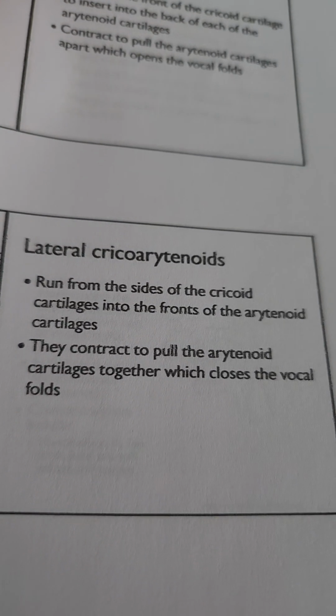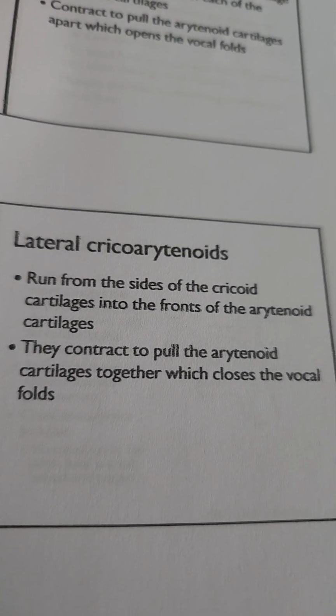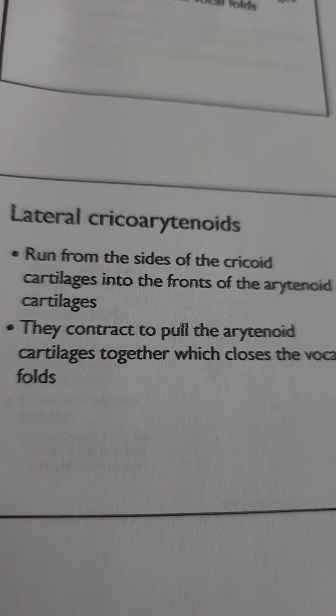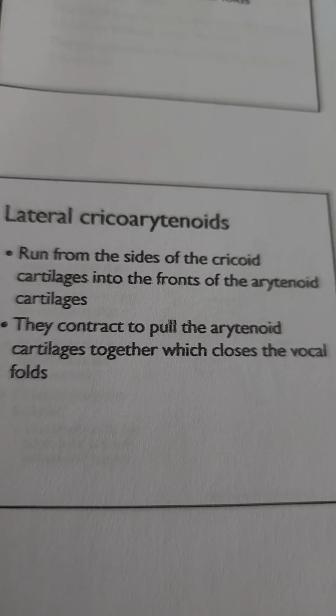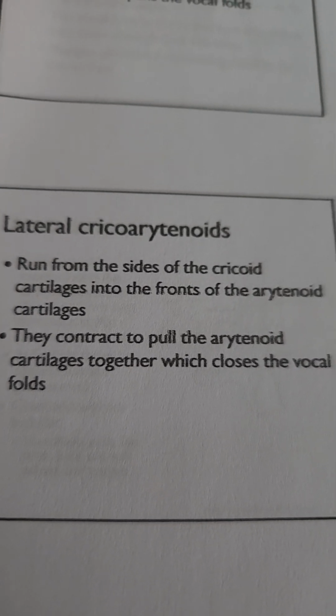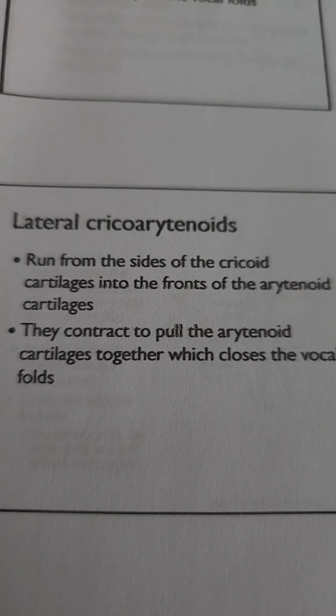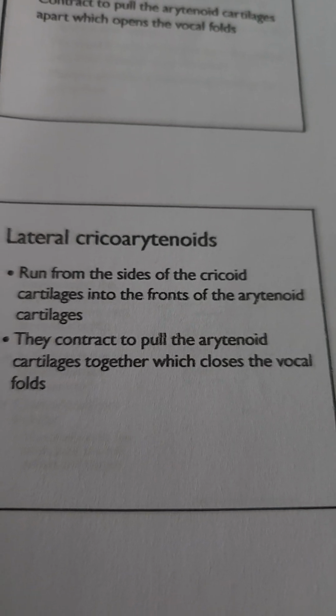Lateral cricoarytenoids run from the sides of the cricoid cartilage into the front of the arytenoid cartilages. They contract to pull the arytenoid cartilages together, which closes the vocal cords.